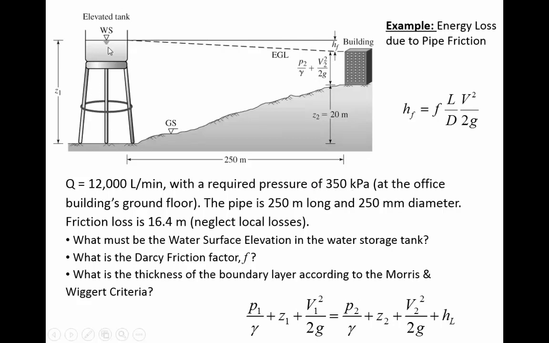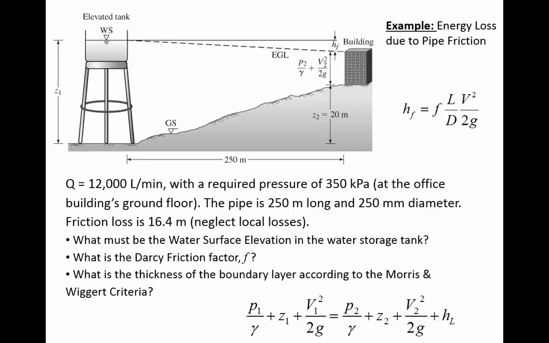The length of the pipe that connects the tank and the building is 250 meters long. Here's the diameter. And rather than have you calculate the energy loss, the H sub F, it's just given in this problem that the frictional losses are 16.4 meters. And so you can substitute that directly into HL.